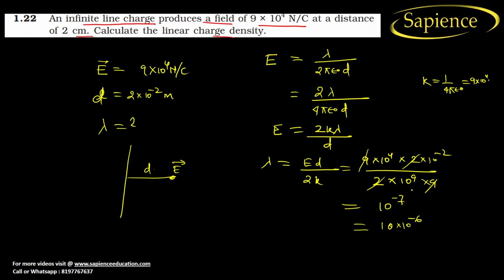So basically what we are getting, just calculate it on your own and you will get the result. As a result, the final answer should be approximately 10 microcoulomb per meter, right? So try to solve this.